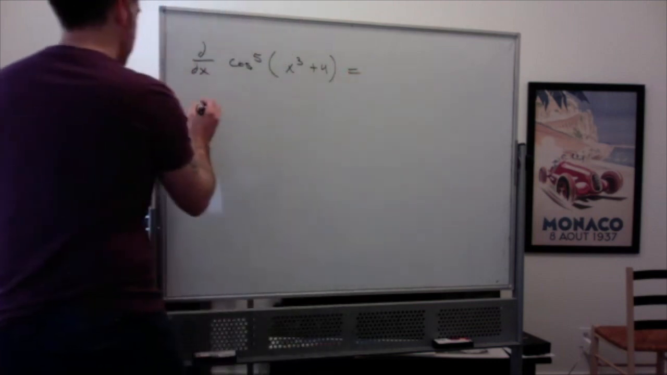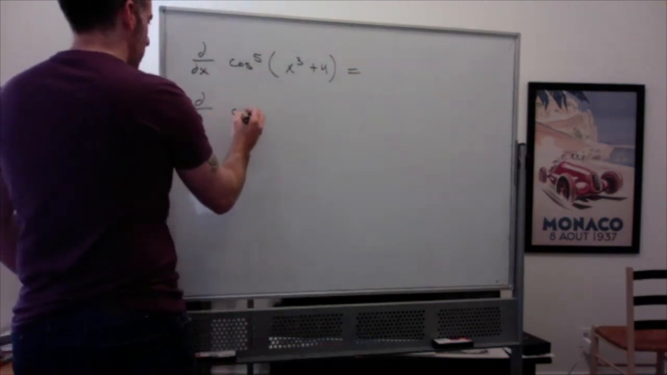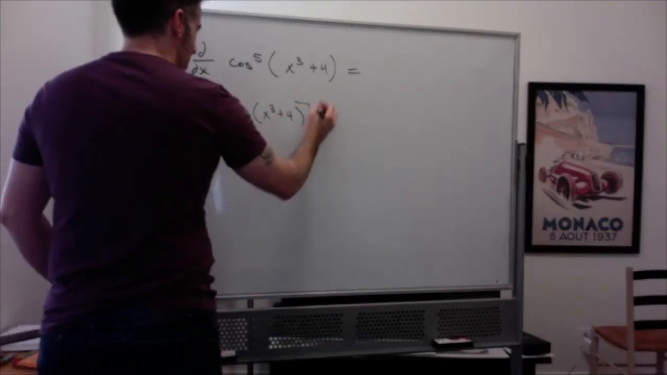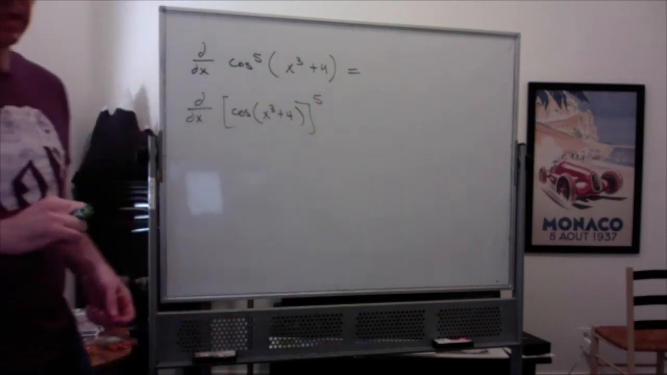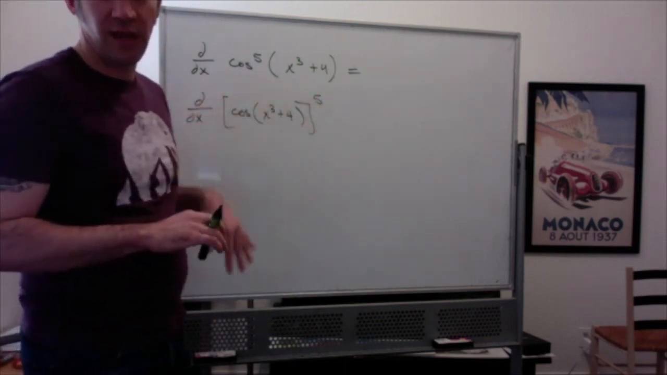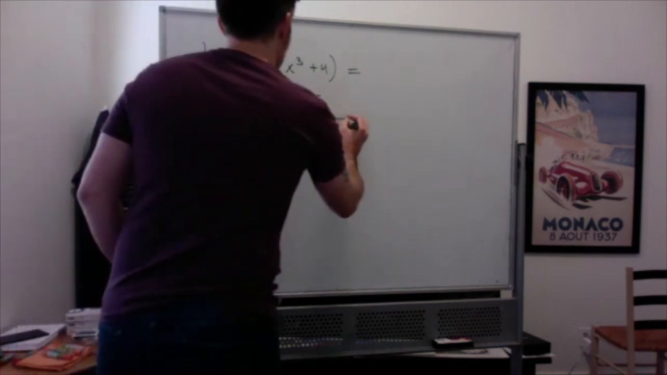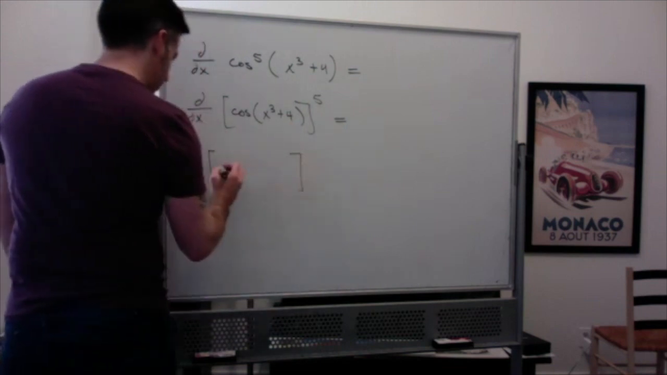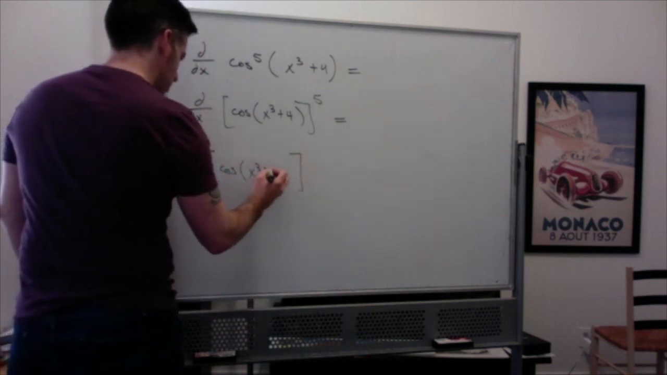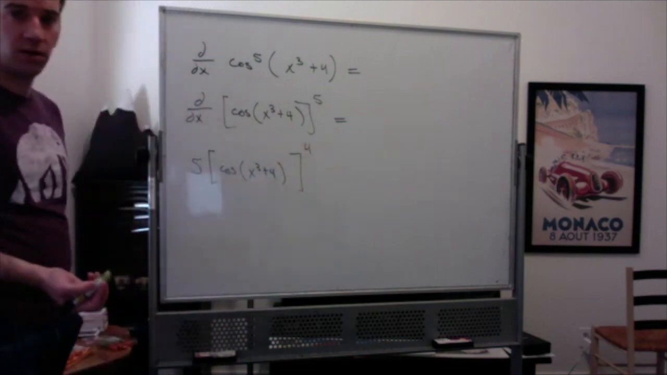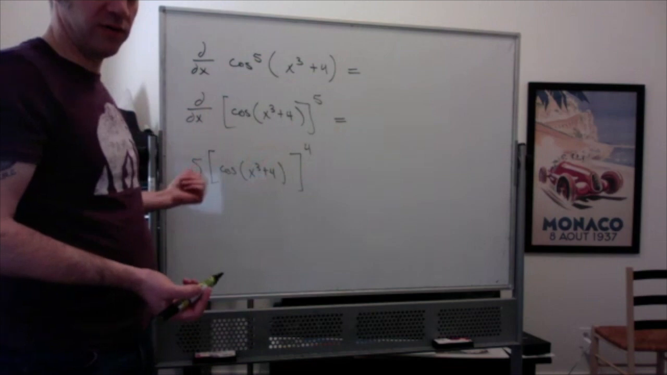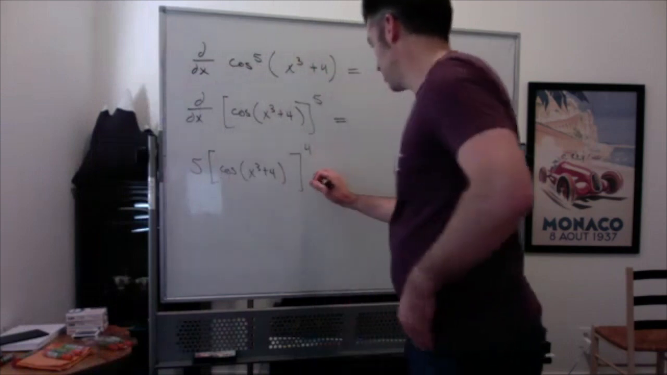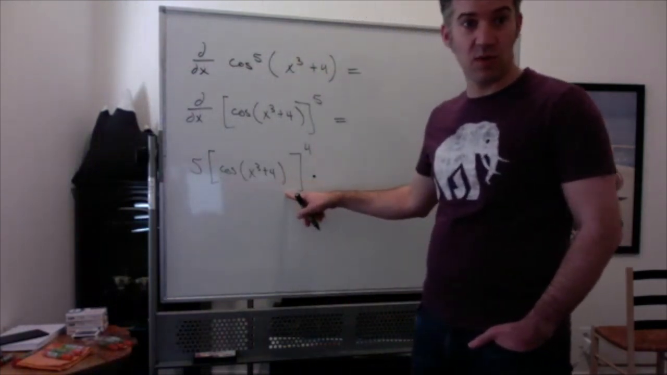I want to rewrite this as the derivative of cosine of x cubed plus 4, all to the fifth power, so that I see this as some stuff to the fifth. And when I take the derivative, it is going to be 5 times my stuff to the fourth, right? Leave the inside alone, take the derivative of the outside. The derivative of something to the fifth is 5 times something to the fourth, and then we have to multiply by the derivative of the inside, or the derivative of the stuff.